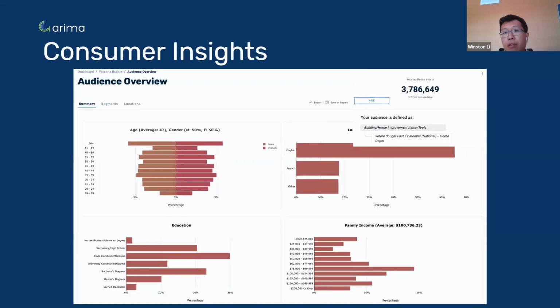Customer insights, obviously, is one of the important things as well. Here's an example. We're looking at people who shopped at Home Depot in the past 12 months. What do they look like? Here's their age distribution. Here's the income. Here's their level of education, and so on. And again, you can get all of that information from the synthetic population.